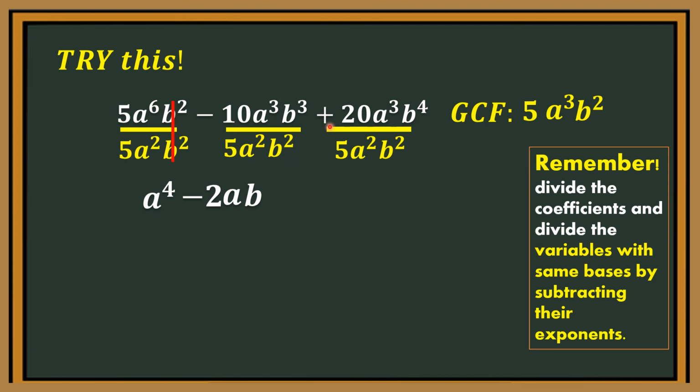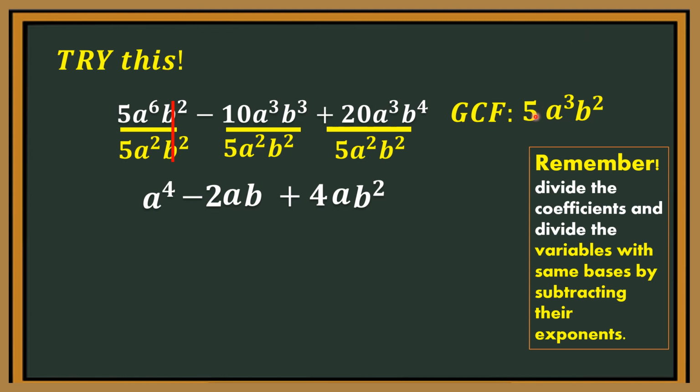Next, 20 divided by 5, positive 4. a cubed divided by a squared, same variable. Subtract the exponents, 3 minus 2 is 1. Therefore, we still have a. The exponent of a here is 1. Next is b to the fourth divided by b squared, same variable. Subtract the exponents, 4 minus 2 is 2. Therefore, we will have now b squared. This is your second factor.